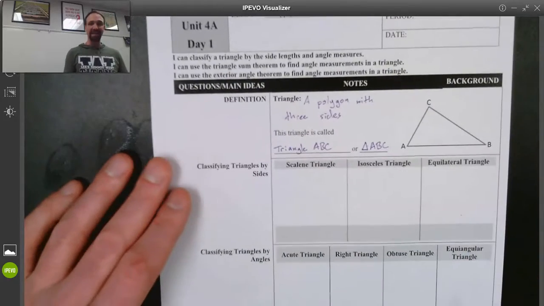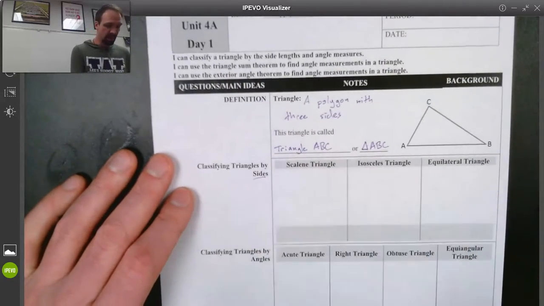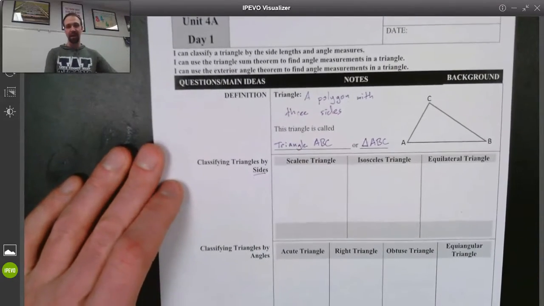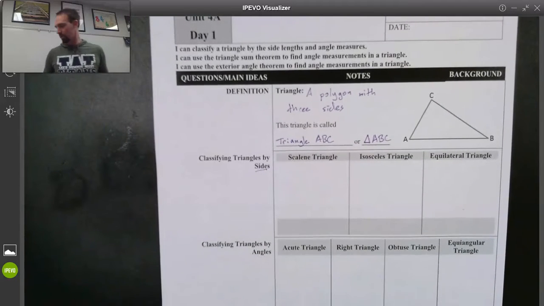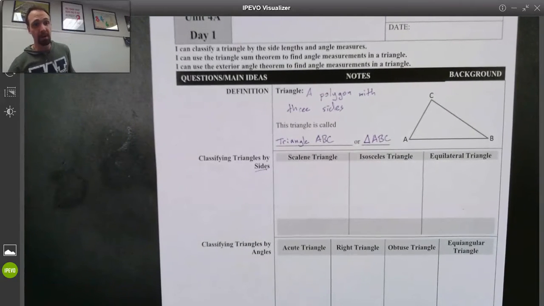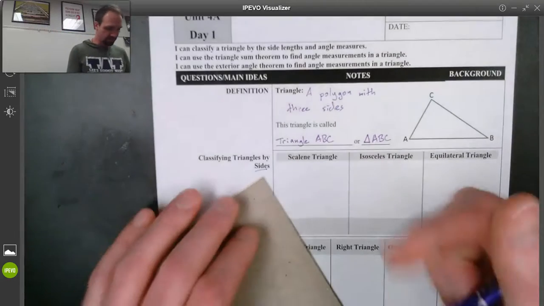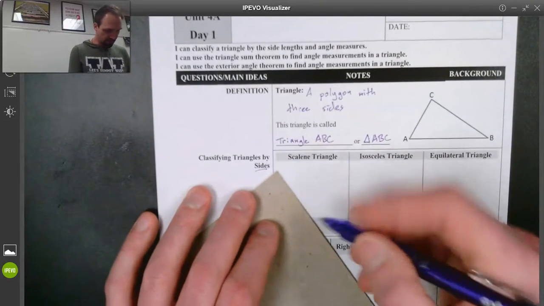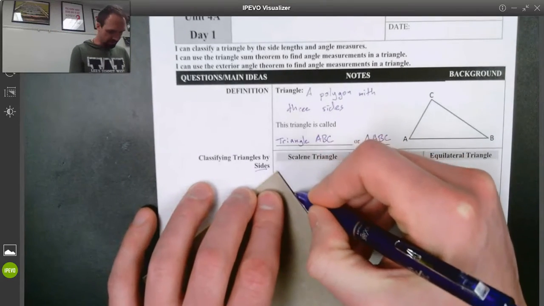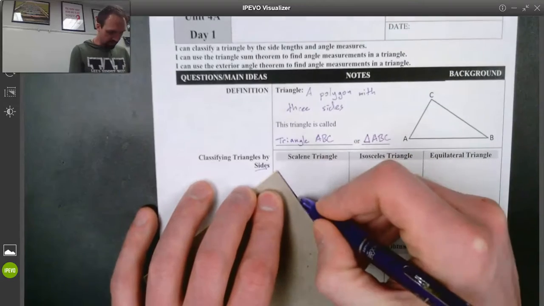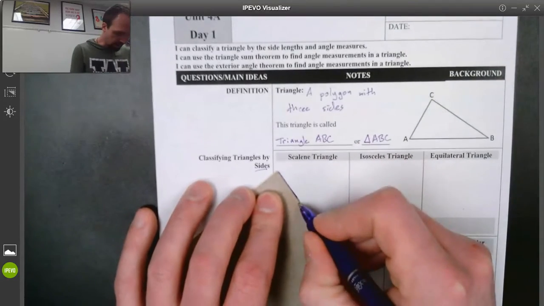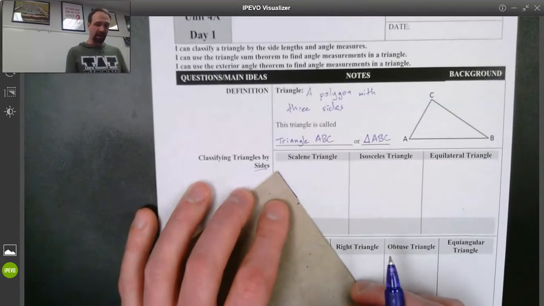Classifying triangles by its sides. So we have a scalene triangle. A scalene triangle is when you have a triangle with no congruent sides. So what I'm going to do is grab a straight edge and make a triangle with no congruent sides. Now, this is how I'm marking it so that you can see.